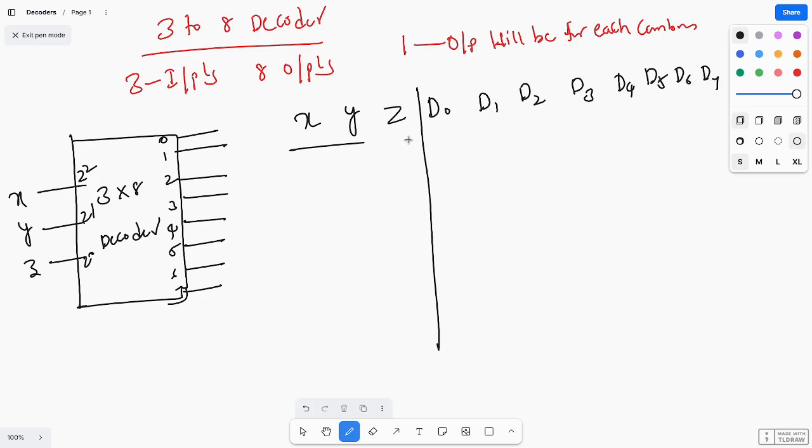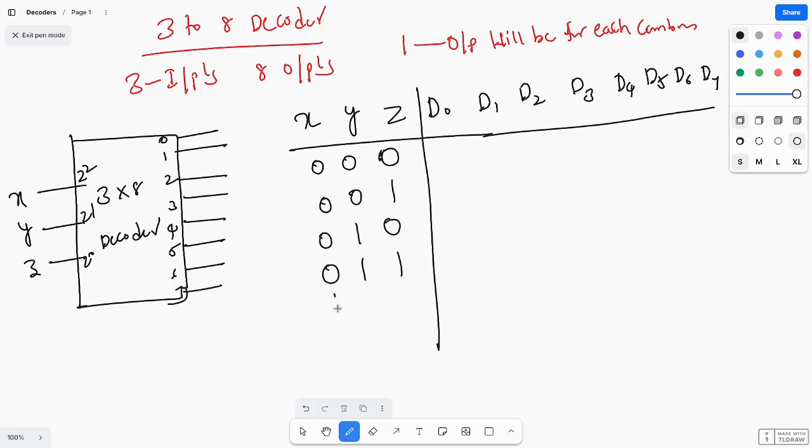At a time any one of the outputs will be 1, depending on the input combination. With 3 inputs, how many possible combinations? 8 possible combinations: 000, 001, 010, 011, 100, 101, 110 and 111. If it is 000, D0 will be 1 and the remaining all are 0 only. Then D1 will be 1, D2 will be 1, D3 will be 1, D4 will be 1, D5 will be 1, D6 will be 1 and D7 will be 1, and the remaining are all 0 only. So that is a 3 to 8 decoder.